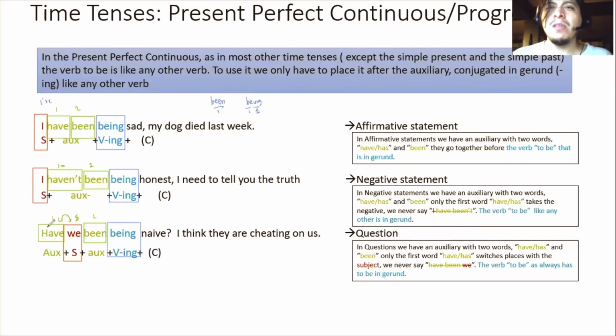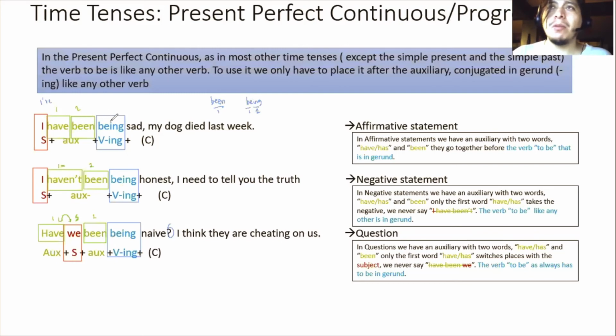Have we been being naive? Hemos estado siendo naive significa algo así como, es cuando eres muy crédulo, cuando te crees las cosas, inocente, ingenuo. Have we been being naive? ¿Hemos estado siendo ingenuos? I think they are cheating on us. Creo que nos están engañando. ¿Hemos estado siendo ingenuos? Sí, hemos estado siendo ingenuos. No hemos estado siendo ingenuos.